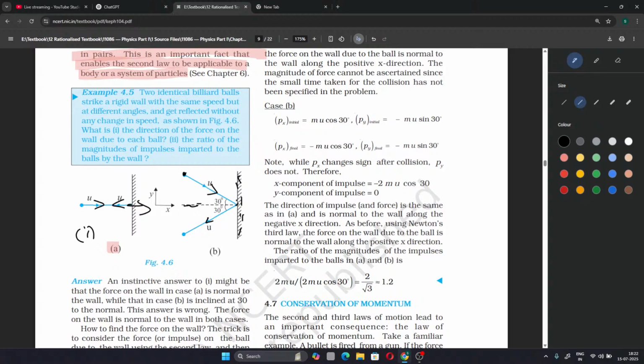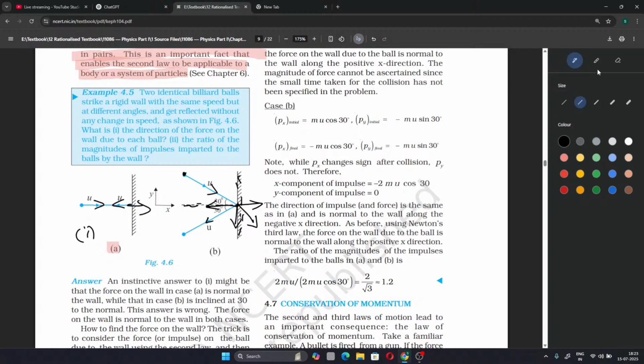And in this case, the force is in this direction, and it can be changed into two different components, this component and this component, where the wall will apply the exact opposite of those. The force will be in this direction.